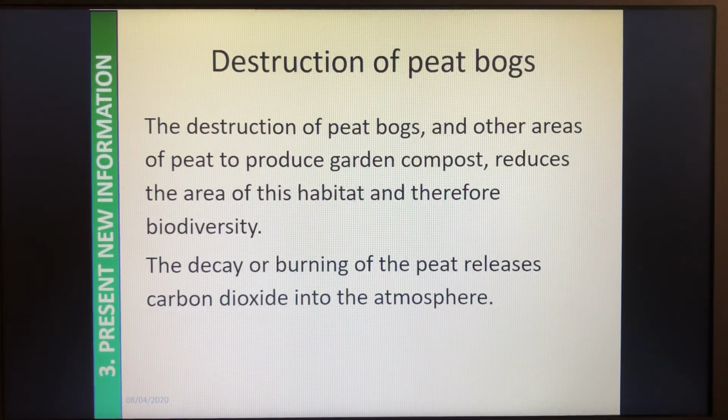Okay, so our summary is the destruction of peat bogs and other areas of peat to produce garden compost reduces the area of this habitat and therefore biodiversity. The decay or burning of peat releases carbon dioxide into the atmosphere. And yes, this is a page where we have to write some notes, please. If you need more time, pause now.